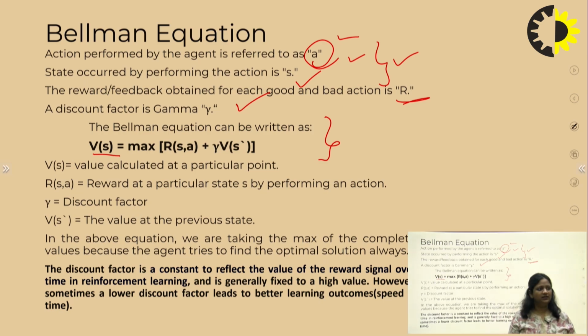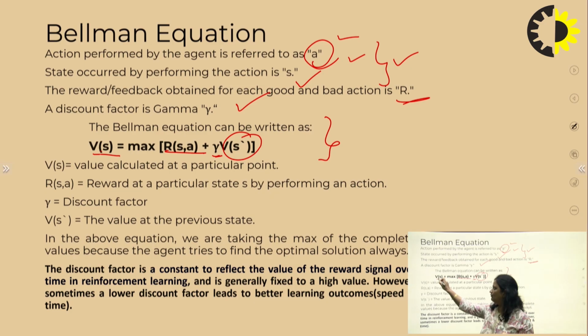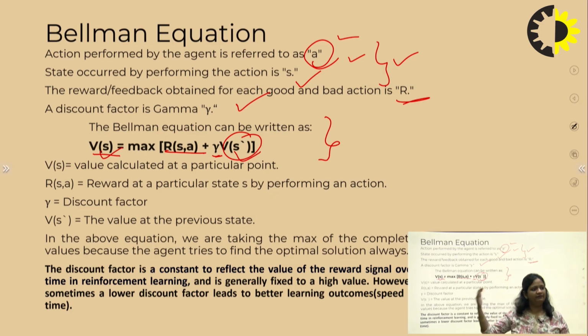V(S), the value of state S calculated at a particular point, equals R(S, A), the reward at state S by performing some action A, plus gamma, the discount factor, times V(S'), the value of the previous state. This is the value of the current state. This is the value of the previous state. Gamma stands for the discount factor, and this is the reward to reach the destination.